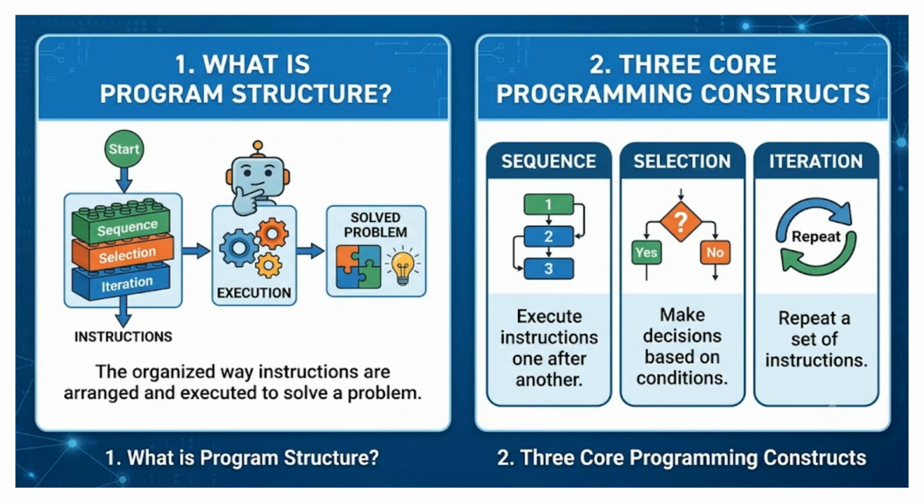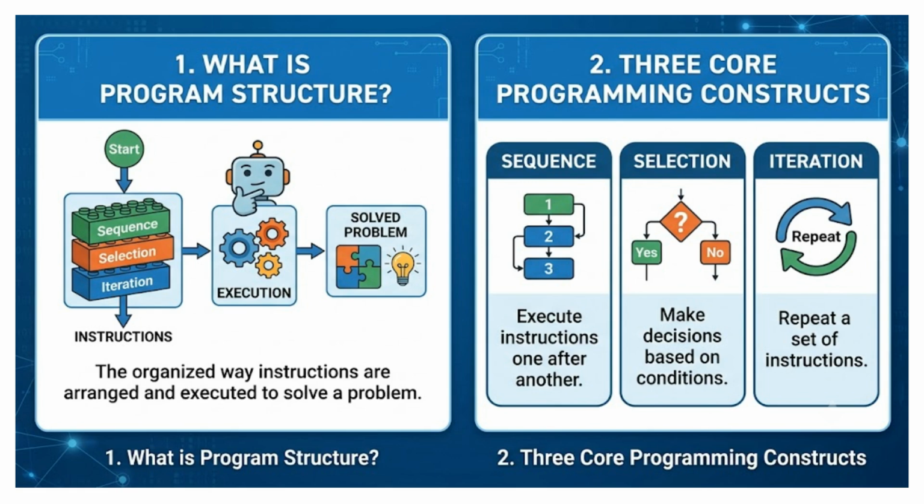The first is sequence. Sequence means instructions are executed one after another in the correct order. For example, a program might first ask for your name, then process the input, and finally display a greeting. The second construct is selection. Selection allows a program to make decisions based on conditions. For example, if your exam mark is 50 or above, the program displays pass, otherwise it displays fail.